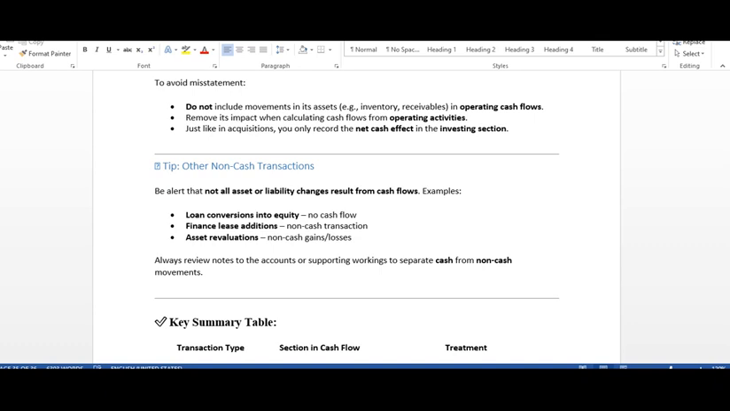Asset revaluation is usually at fair value. That's what we are saying, right? And that fair value is what you are recognizing in your balance sheet.